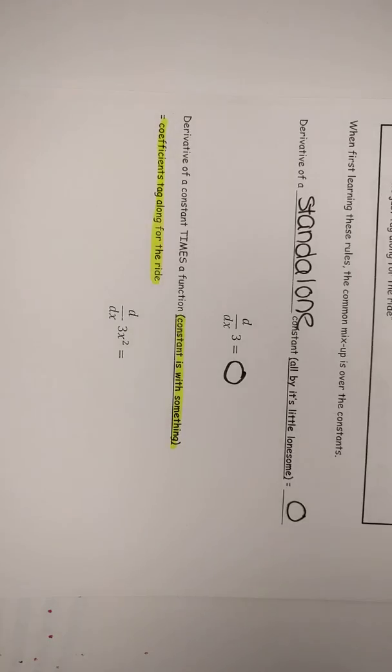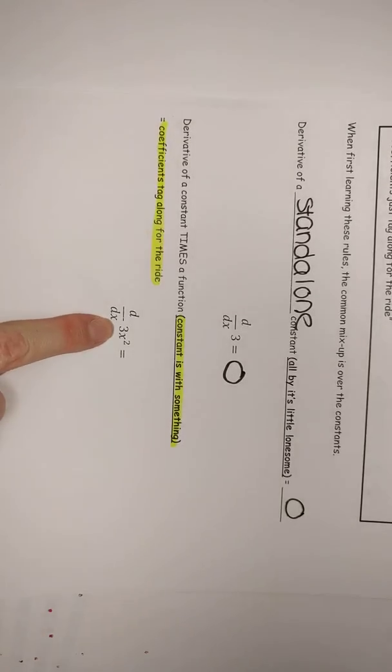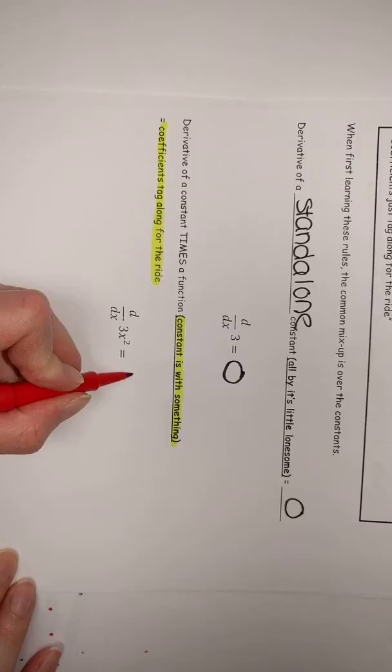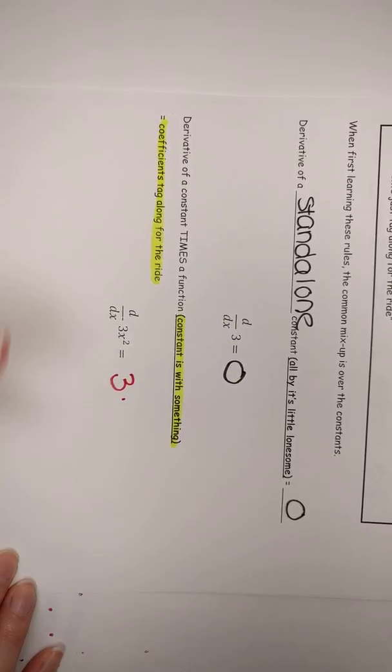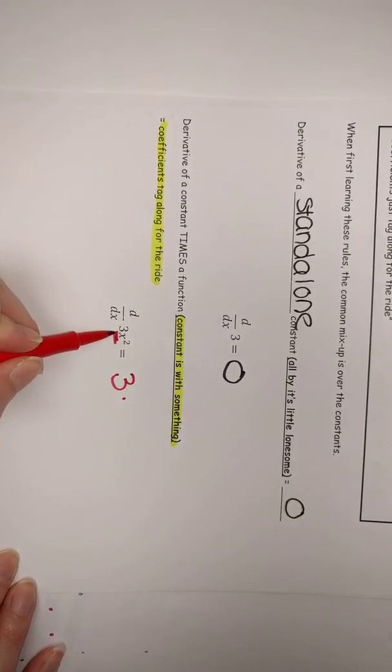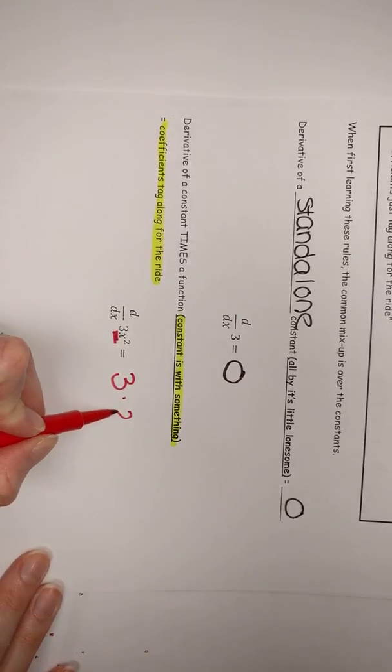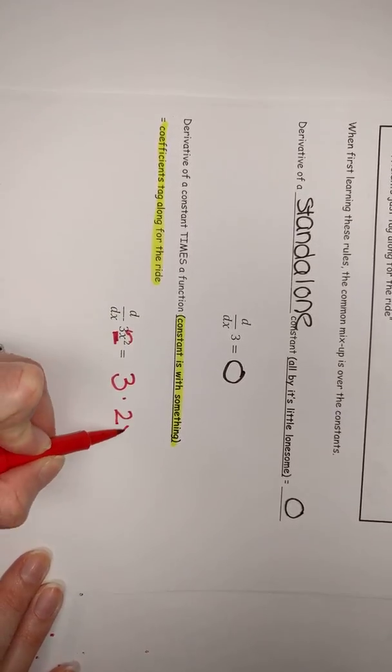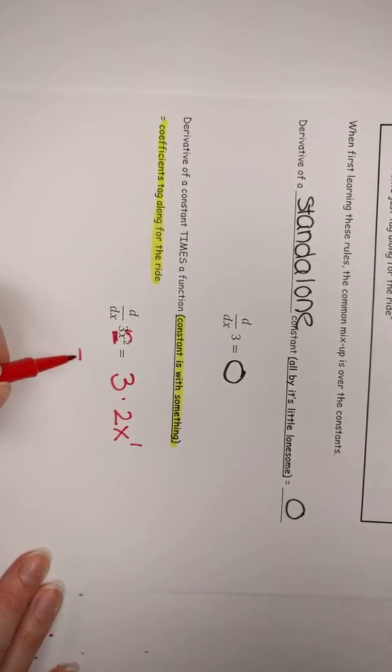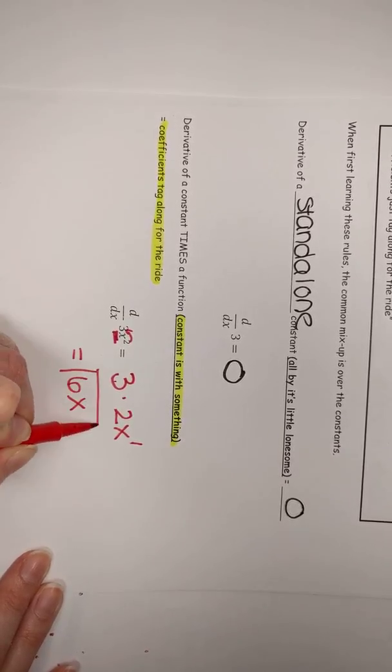So if you have, for example, 3x squared, this 3 is with something, so it just tags along, and we have our 3 still there. And then the derivative of x squared, we would use the power rule for. So we would bring down the 2, and then subtract 1, so 2 minus 1 would give us 1. So this would become 3 times 2, so 6x, and that would be our derivative.